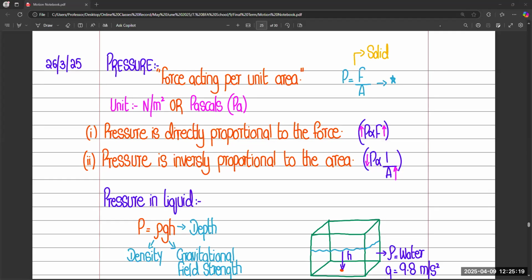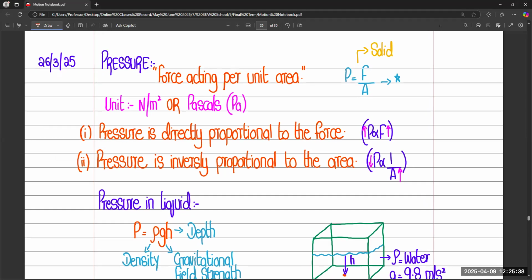In the pressure chapter, we started with the basic idea of pressure in solids. The basic definition of pressure is force acting per unit area. Pressure is equal to force upon area. This was the formula that we discussed.